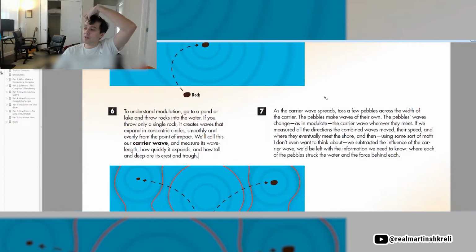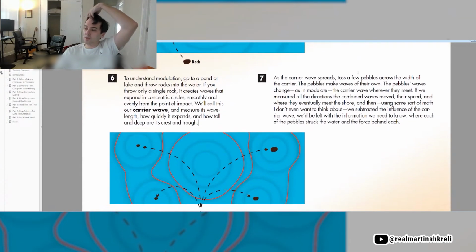As the carrier wave expands, toss a few pebbles across the width of the carrier. The pebbles make waves of their own. The pebbles' waves change, as in modulate, the carrier wave whenever they meet.